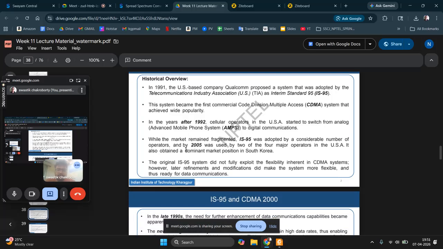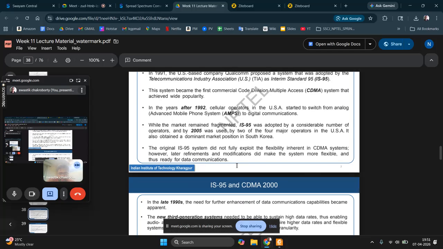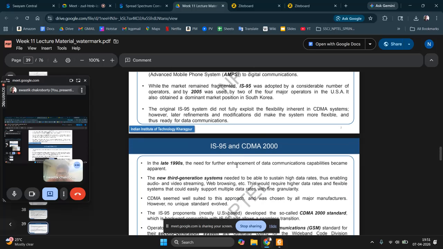So IS95 was adopted by a considerable number of operators, and by 2005 was used by two of the four major operators in the US. It also obtained a dominant market position in South Korea. But the original IS95 system did not fully exploit the flexibility in the CDMA system. However, later refinements and modifications did make the system more flexible.